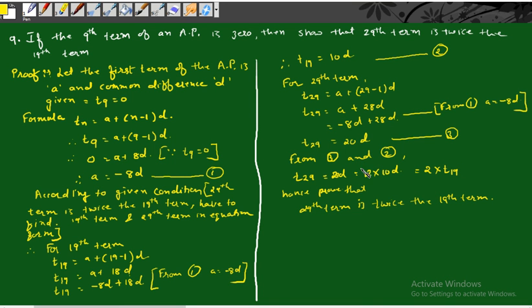So from 3 and 2, we can compare them. See, here T19 came as 10D and T29 came as 20D. Twice 10 is 20. So to show this, T29 is equal to 20D is equal to 2 into 10D. So 2 as it is, and instead of 10D we can put T19. So it is twice the 19th term. So hence proved.